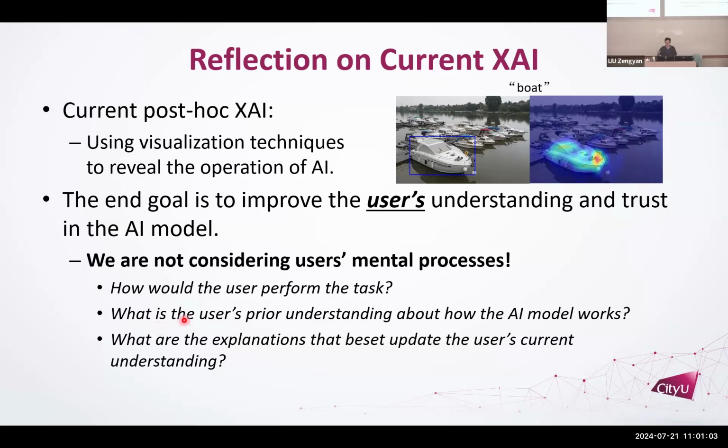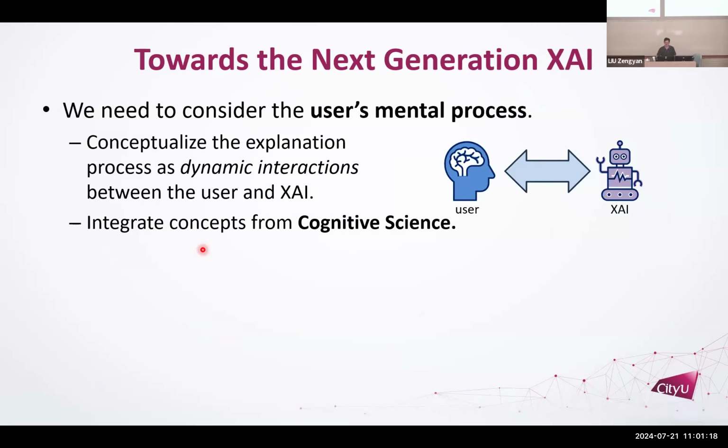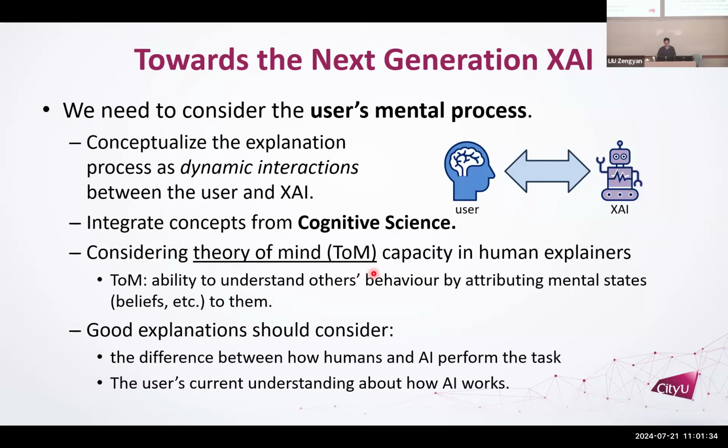Another thing is, what is the prior understanding about how the user thinks the model works? And then what are the explanations that can best update the current understanding of the user? So we need to know the user's mental process in order to explain to the user what's going on. This has a very interesting idea. We conceptualize this as a dynamic interaction between a user and an XAI. Now we have a human in the loop, so we can borrow ideas or integrate concepts from cognitive science. And the key concept that we'll integrate is called theory of mind.